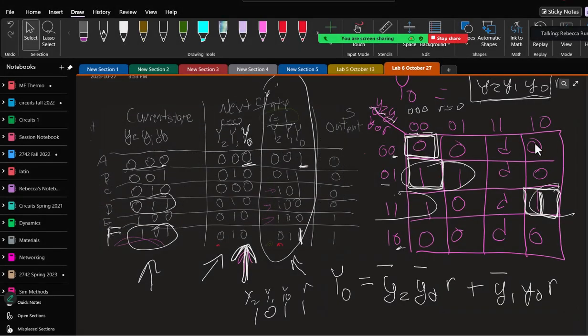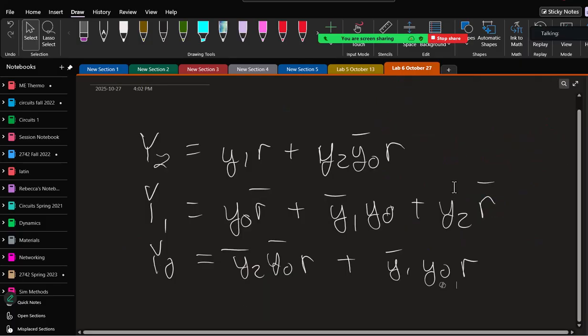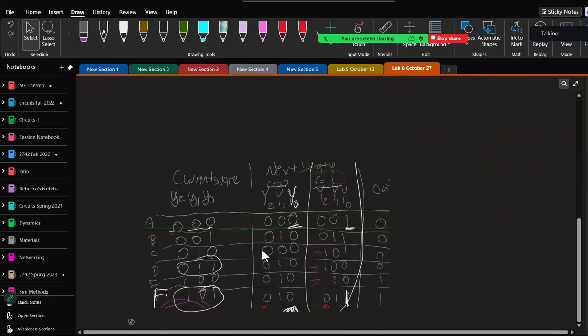I still might not be able to paste. Let's see. Oh no, now it's pasting.